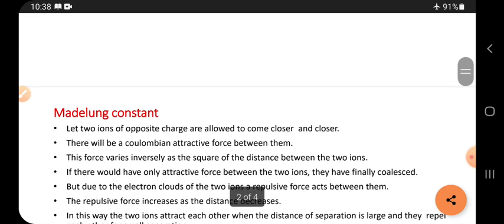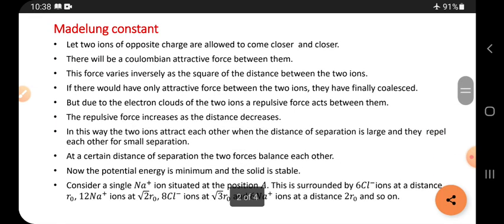So today's topic is the Madelung constant. Madelung constant.